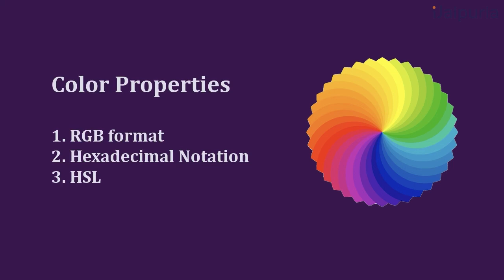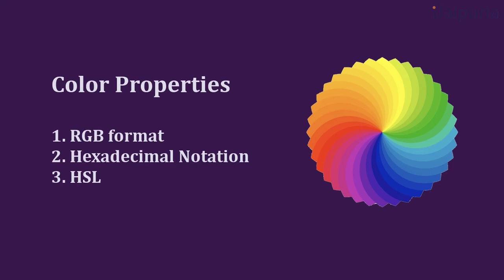First, RGB format. The full form of RGB is red, green and blue. The combination of these three generally creates a color. So here also you can decide how much red, how much green and how much blue you want in your color. This defines the color value by taking three arguments ranging from 0 to 255.